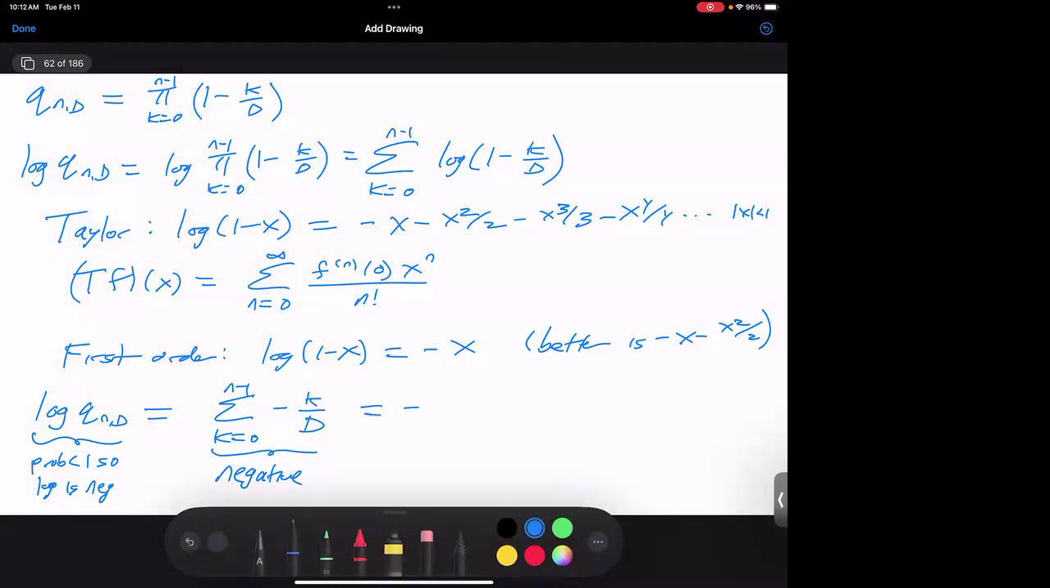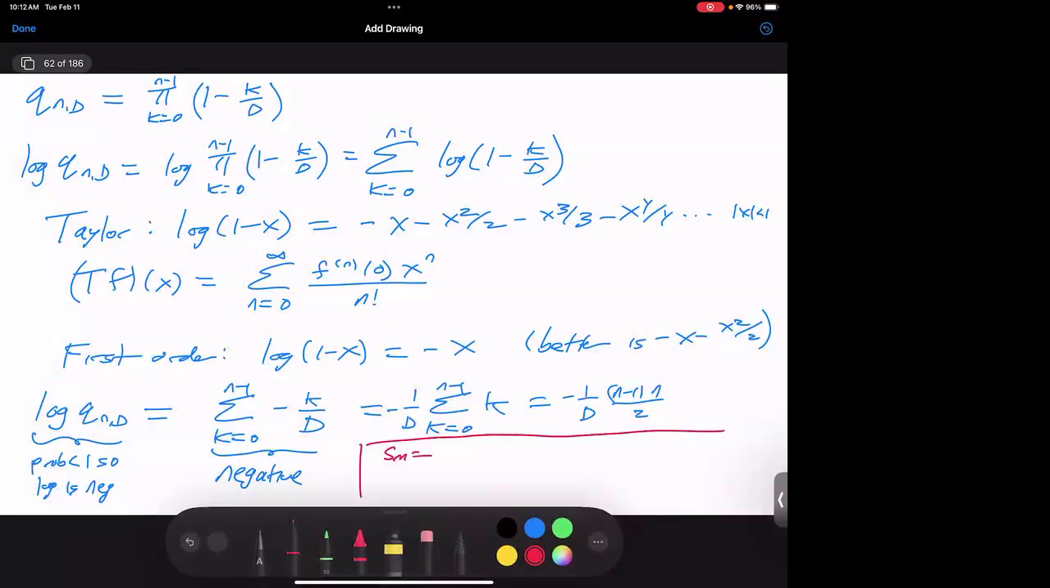This is the same as negative the sum, k goes from 0 to n minus 1 of k, and there's a beautiful 1 over d with a negative sign. I'm pulling out the d. And there's a beautiful formula for the sum of the integers from 0 to n minus 1. It's just going to be n minus 1 times n over 2. And so I'll just do this as a quick aside.